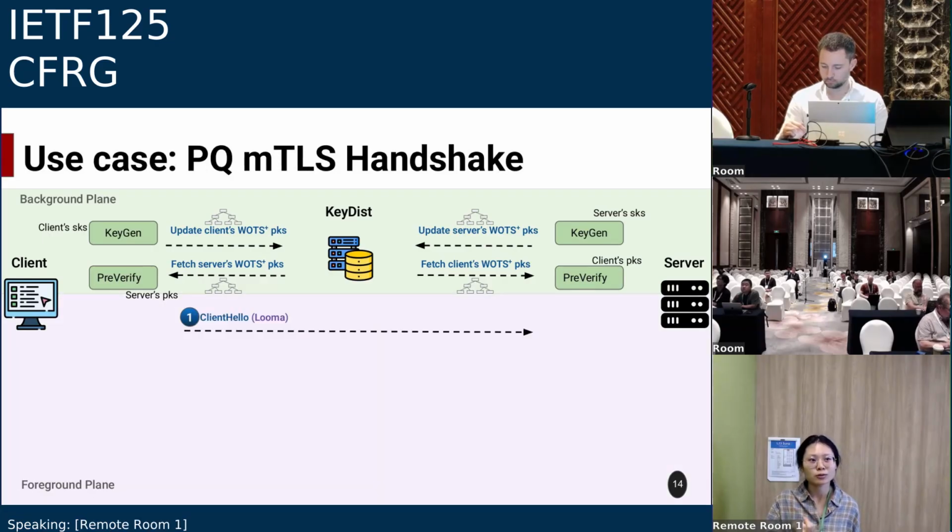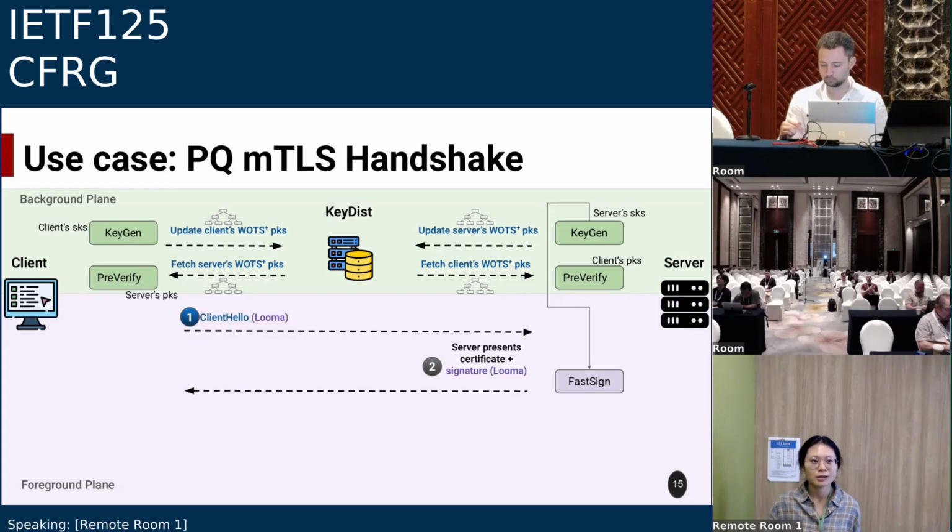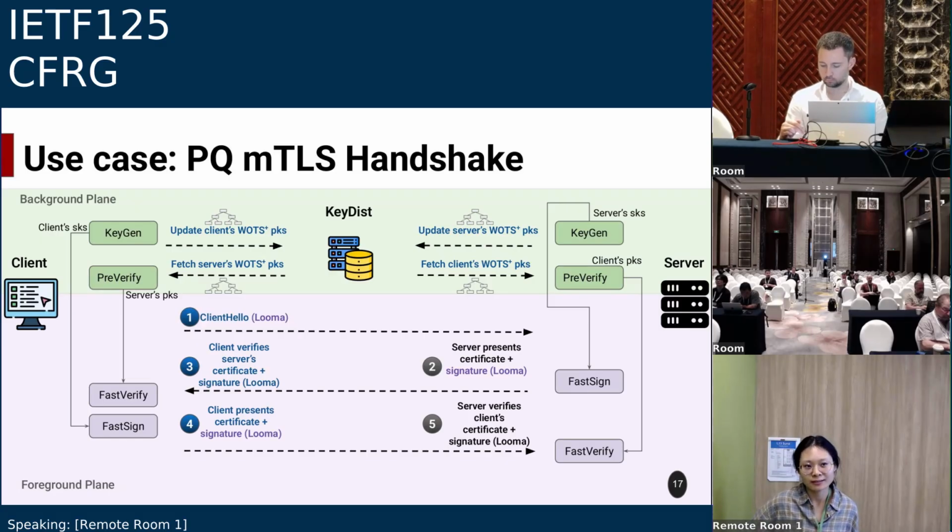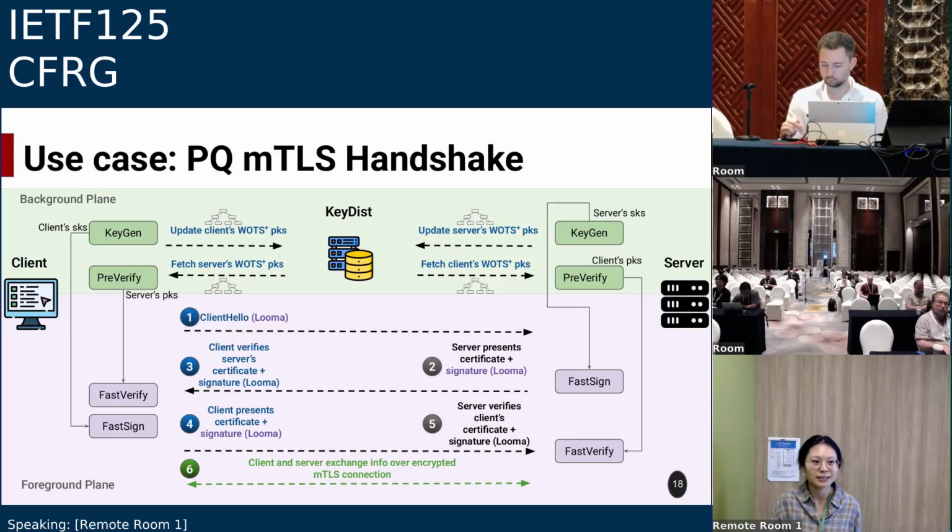The foreground plane mainly handles the handshake itself. The client starts with a ClientHello, advertising that LUMA is supported. The server deals with the ClientHello, quickly generates a LUMA signature, and sends it back to the client, and the client verifies it with the prefetched verification key. Then they do the authentication again in the same fast way, and once both parties have been authenticated, they can start communicating with each other.